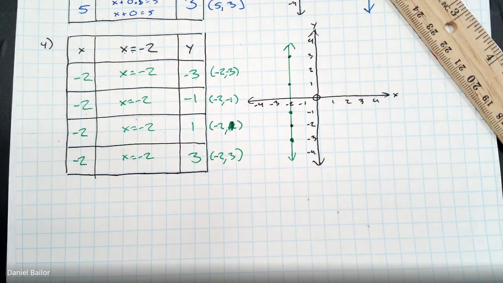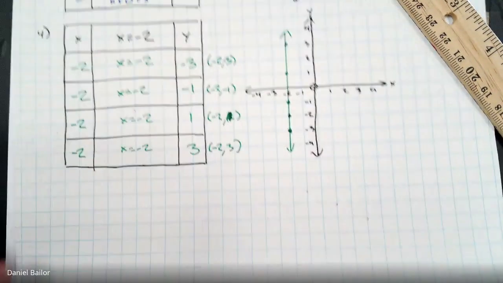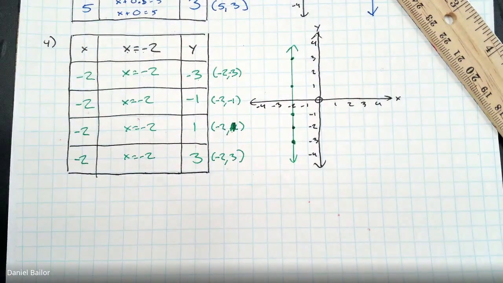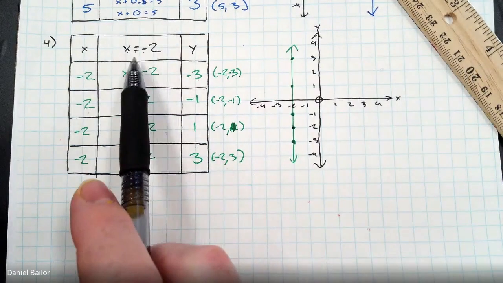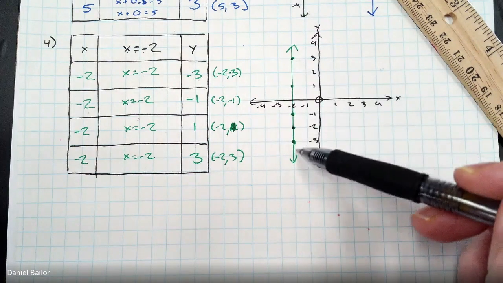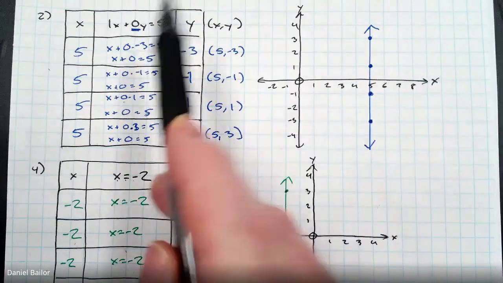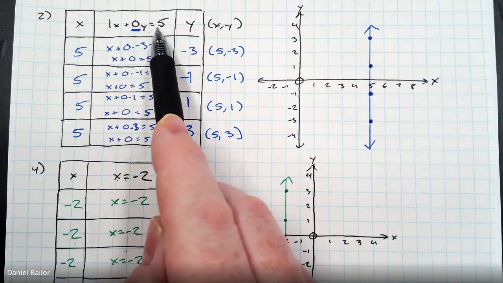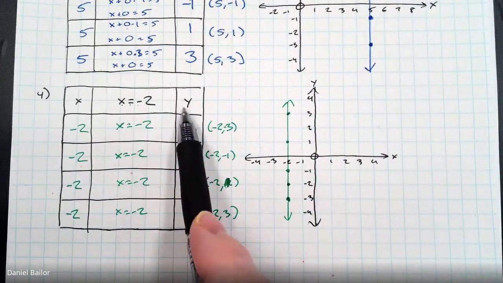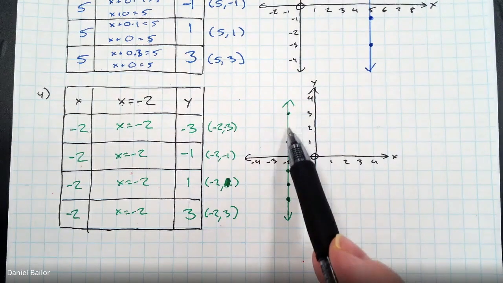And this fits with the takeaway we had. Remember, the takeaway was no y means vertical. In this equation, there was no y, so we're going to get something vertical. And we know where it goes because it's always going to be where x is -2. If you remember number 2, it was x is 5, which means there's a vertical line always at 5. For this one, there is no y, so it's vertical, and x is -2. So the vertical line is at x equals -2.